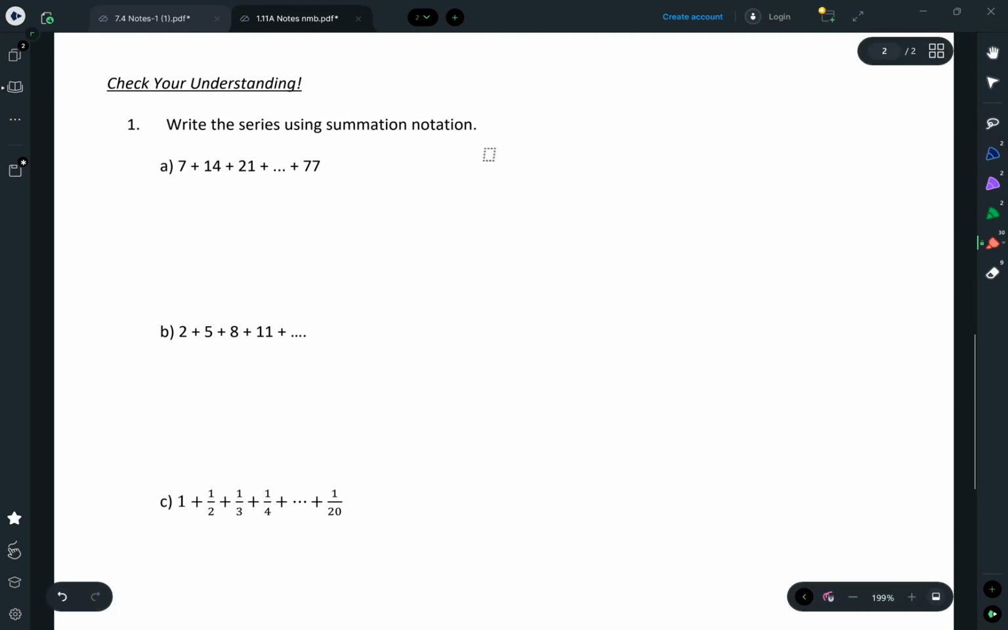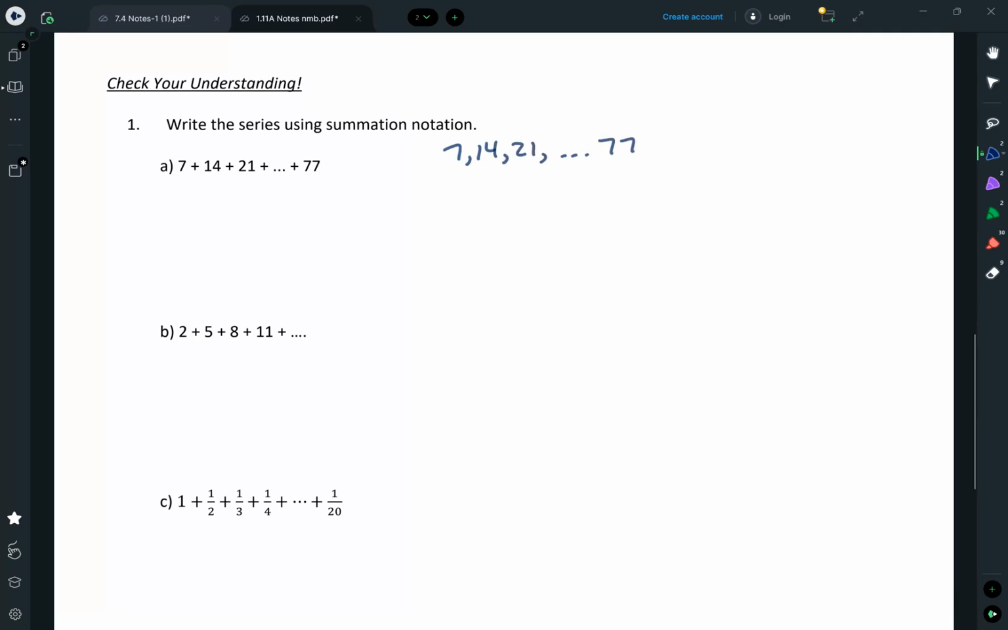So remember, we have a sequence here. 7, 14, 21, dot, dot, dot, all the way up to 77. So I am trying to show adding all of these together. And so 7 is my first term. I'm going to call it my first term. So what term is this one? This one is 7 plus 7 times 10, right? That's what's going on. So I want to think about how I'm growing by 7 each time.